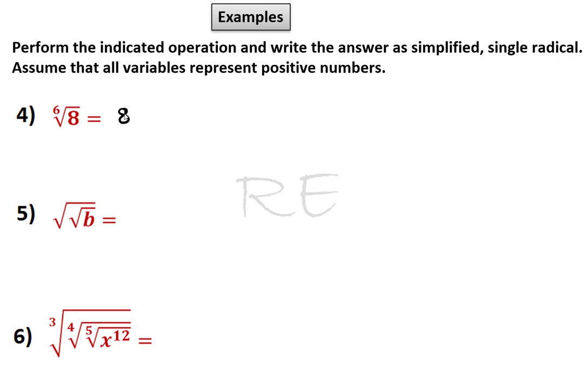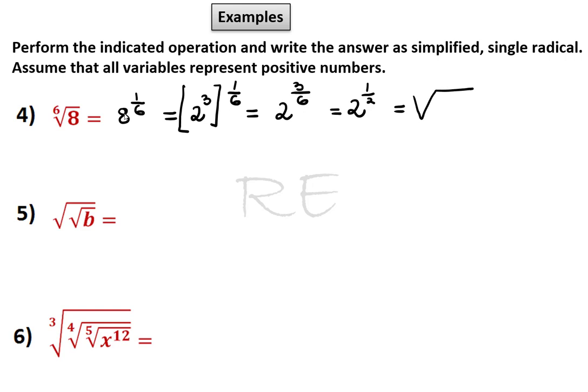Sixth root of 8 is really 8 to the 1 over 6, and 8 is 2 to the 3rd. Therefore, we have 2 to the 3rd to the 1 over 6, which is 2 to the 3 over 6, which is 2 to the 1/2. And 2 to the 1/2 is square root of 2.